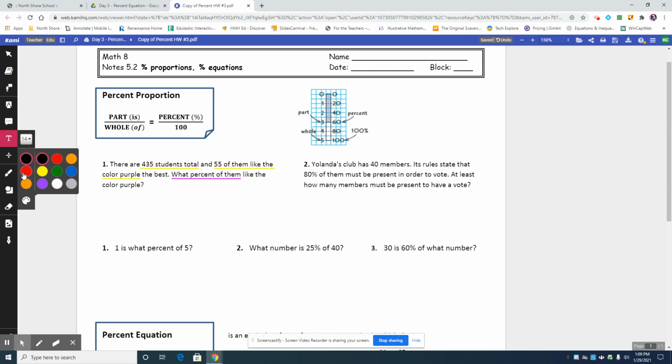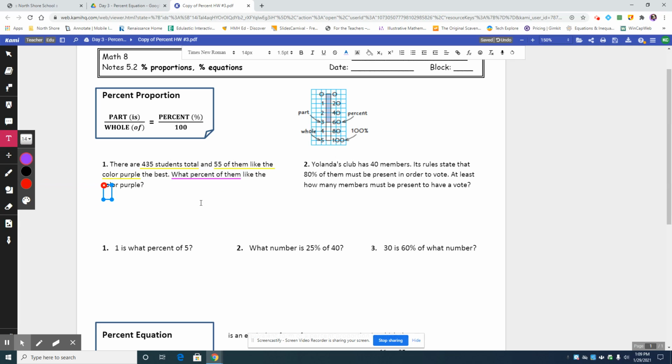Miss Lyons and I think it's extremely important the first time you get to any problem is to identify your part, your whole, and your percent. It'll just make your life a lot easier. So it says 435 students total. That implies that that is the whole. 55 of those students like the color purple, makes it the part, and it's asking for the percent. So the percent here would be represented by the variable x.